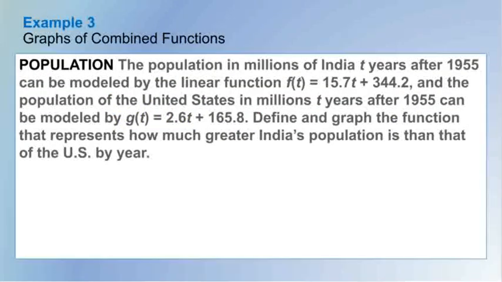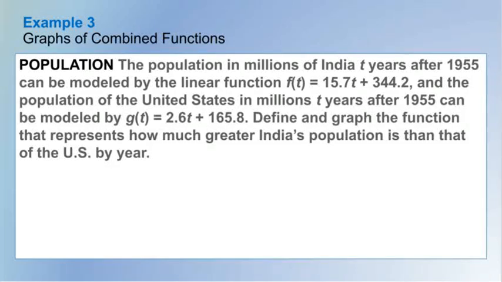Example 3, we're going to be graphing. It says the population in millions of India t years after 1955 can be modeled by a linear function f of t equaling 15.7t plus 344.2, and the population of the United States in millions t years after 1955 can be modeled by g of t equaling 2.6t plus 165.8. Define and graph the function that represents how much greater India's population is than that of the US by year.